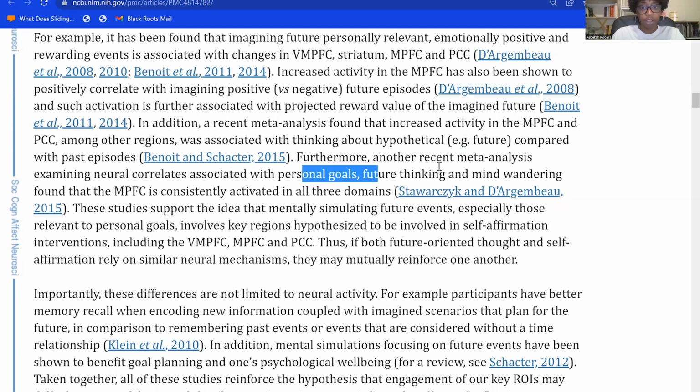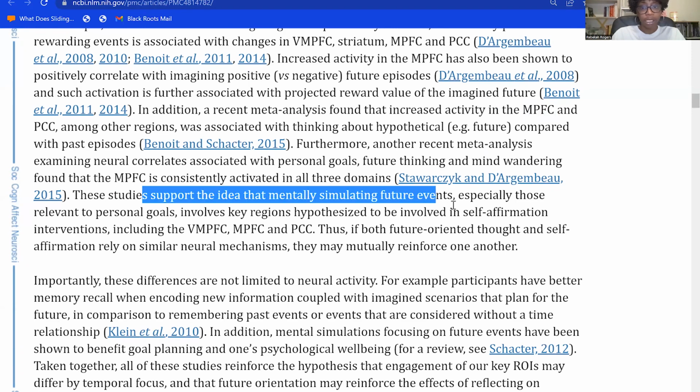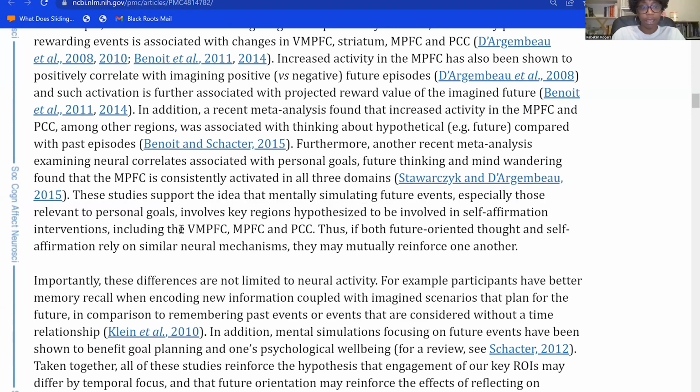associated with personal goals, future thinking, mind wandering, MPFC. So now it's like, okay, MPFC is mentioned here, MPFC is mentioned here. Cool. So we're going to be looking for sure at the MPFC. I'm anticipating MPFC. Studies support the idea of mentally staging future events, blah, blah, blah, including VMPFC, PCC, MPFC, PFC.